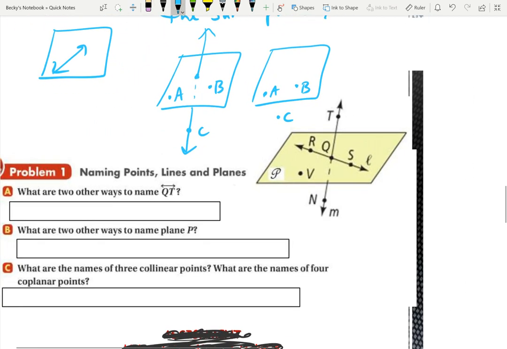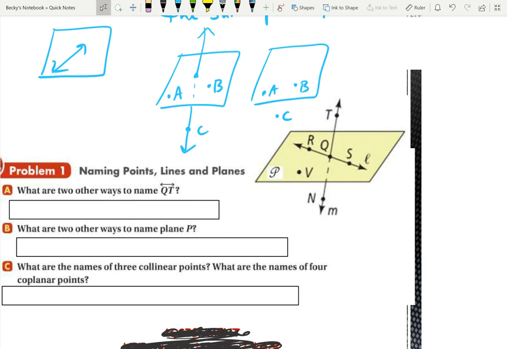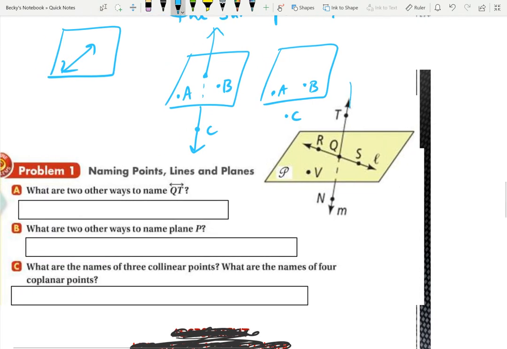Okay, so let's go through this. What are 2 other ways to name QT? All right, so that's this line. Let's do the cheater way, lowercase cursive m. And I could just switch the letters and say TQ, putting the line on top. And you could also use N, and then some other letter. NQ. Could you say NM? What do you guys think? Does that work? No, because M is not a point. M is the name of the line, so that is wrong.